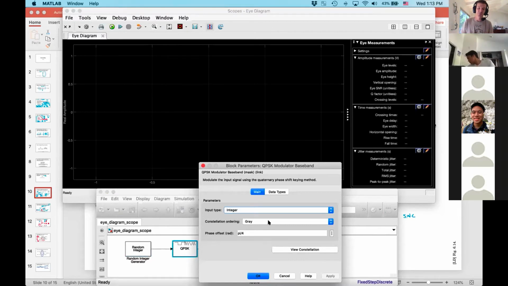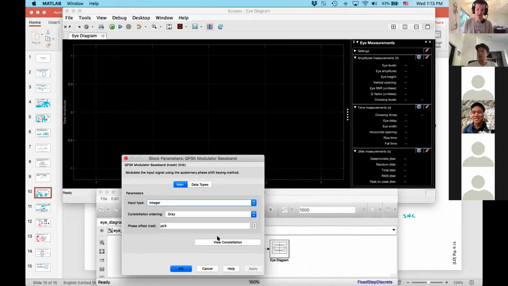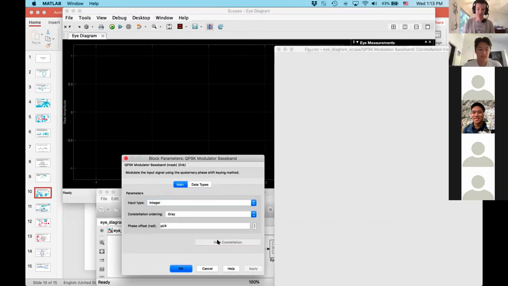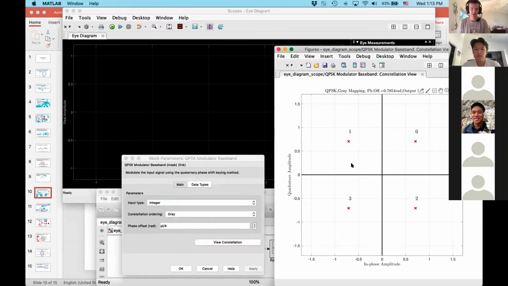And this is kind of cool. This block in Simulink gives us the ability to view the constellation diagram. And this says, okay, if a 0 integer comes in, it goes here, a 1, a 2, and then a 3. That's kind of interesting. Anyone care to comment why it goes 0, 1, 3, 2 instead of just 0, 1, 2, 3?